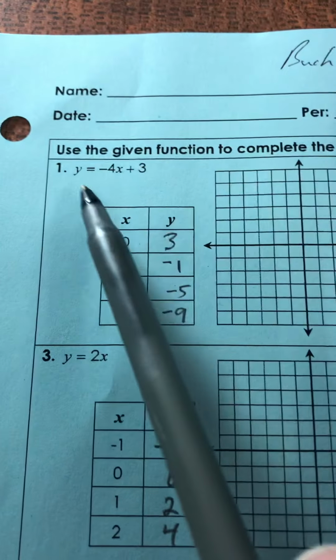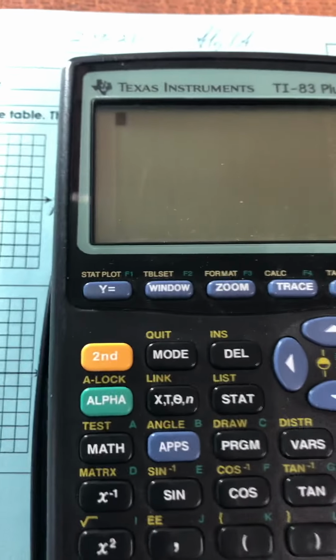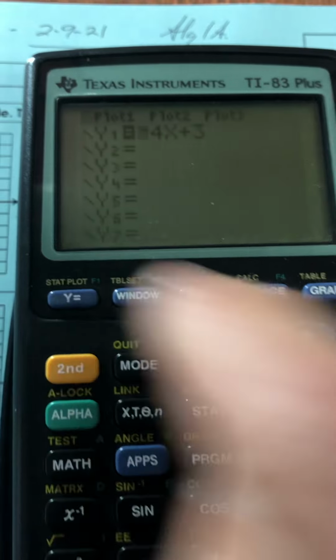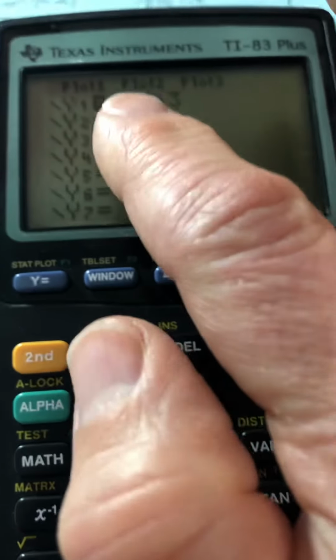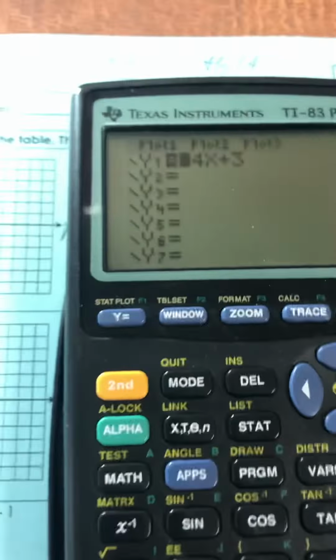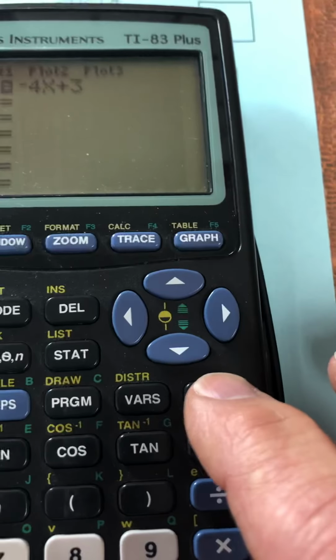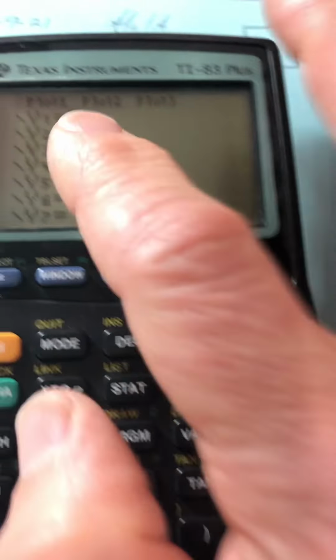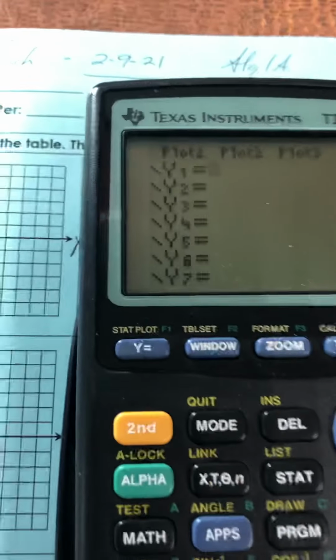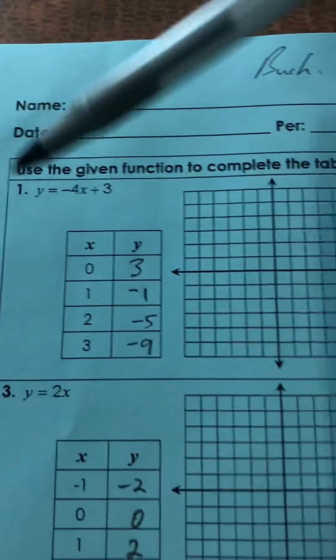So what we want to do is get this equation into a graphing calculator. How do you do that? You're going to hit the y equals button, okay? And you can see I have it already in there. Let's pretend I don't have it in there. If you have one that isn't the same, you clear it. I could have used it, but I want to show you how to plug it in.